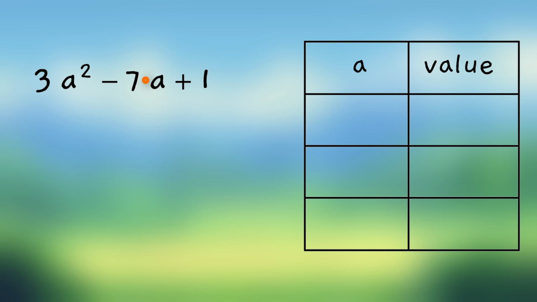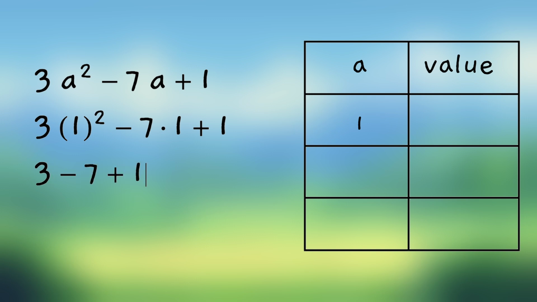And the same here. We have -7a, so this is -7 times a. Like before, let's start off by plugging in 1 for a. That gives us 3 times 1 squared minus 7 times 1 plus 1. Now let's do the arithmetic. 3 times 1 squared is 3, minus 7 times 1 is minus 7, plus 1. When you combine these together, you get negative 3. So when a is 1, the value of this expression is negative 3.